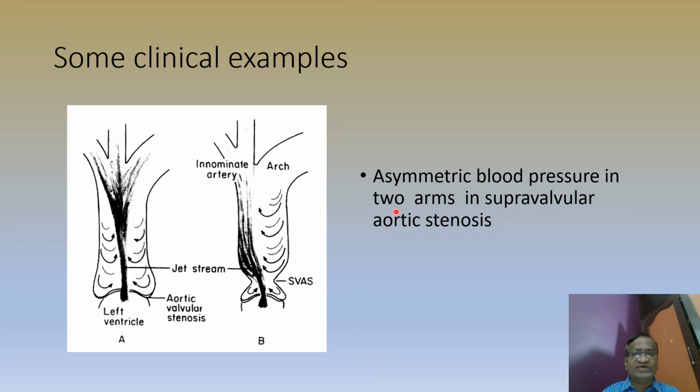You can see it in supravalvular aortic stenosis. In aortic valvular stenosis, the jet is like this. In supravalvular aortic stenosis, there is a bulge and this directs the jet to here. This is the problem. Sometimes a pulse may be good in this arm and not good in this arm. Asymmetric blood pressure is very characteristic of supravalvular aortic stenosis. That is because the jet follows the curve. That is the Coanda effect.